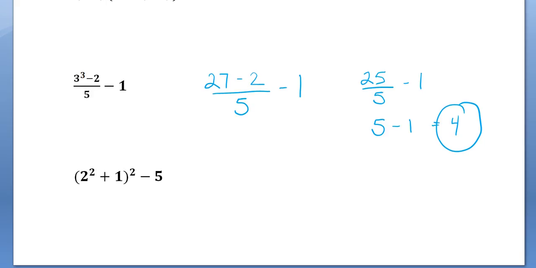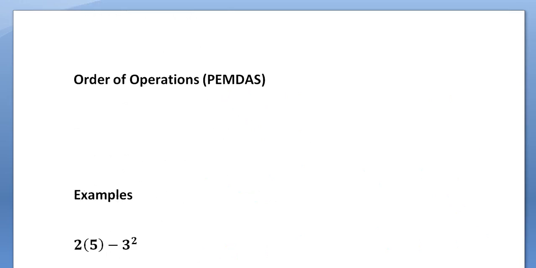Be very careful when you're working problems that you're getting your order of operations correct, because it's the only way to get the right answer. You can end up with lots of answers in math, but if you're not doing things in the right order at the right time, you're not going to get the right answer. Good luck on your assignment.